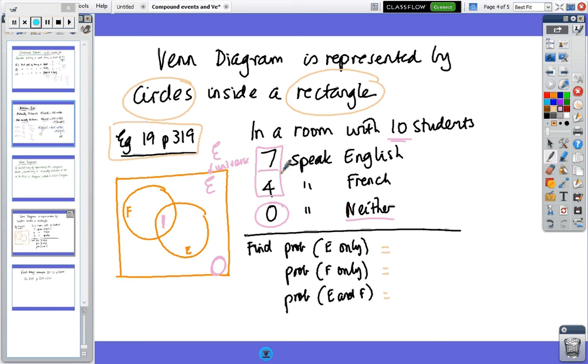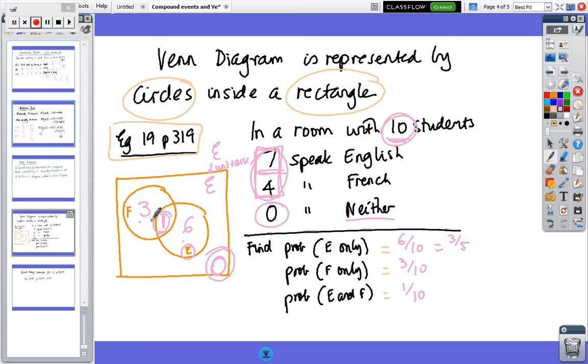And then 7 speak English, E for English, so that means that 6 must speak English without speaking French. 4 speak French, but I've already counted 1, so I've got 3 that speak French only. And so I've got my 10 students, and what's the chance of speaking English only? 6 over 10, which is 3/5. French only is 3 over 10, which doesn't cancel, and English and French is 1 over 10. So what you do is allocate the numbers outside first, and then you look at the total number. I had 11 students, but I've only got 10 students, which means that one student was counted twice.